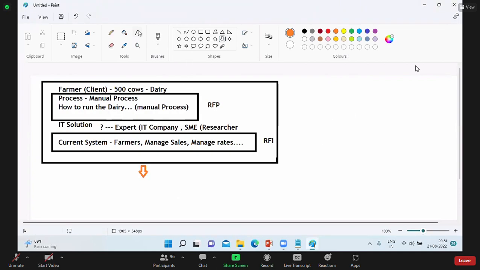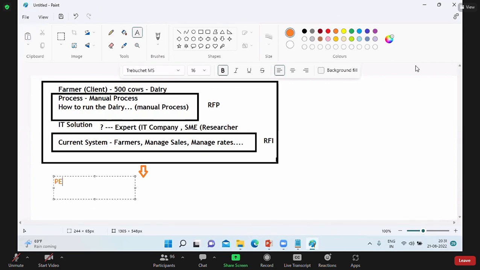For that, they will call for a pre-bid meeting. What is a pre-bid meeting? Before taking the project into the market, first they want to understand what else is required.